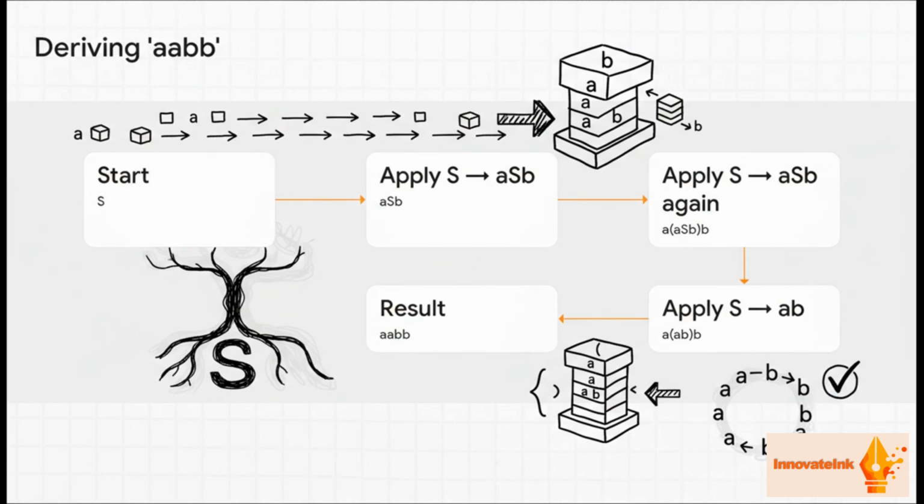Let's see this thing in action. We'll use a simple grammar to build the string AAB. We always kick things off with our start symbol, S. First, we apply the rule to wrap S in an A and a B. Then we do it again on that new S in the middle. And finally, we replace that last S with AB. And just like that, by following the rules, we've derived a valid string in our language.